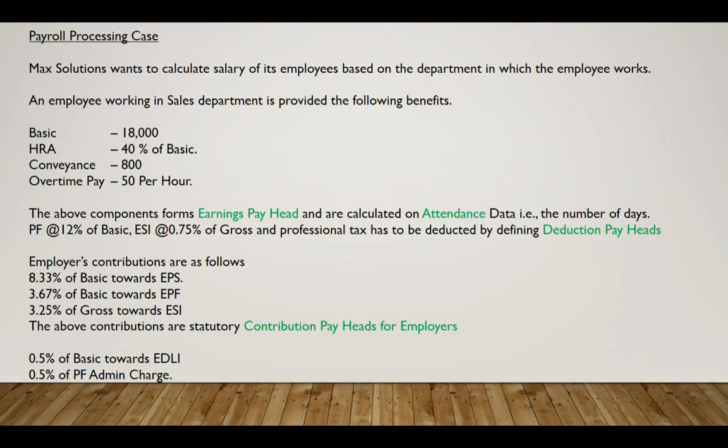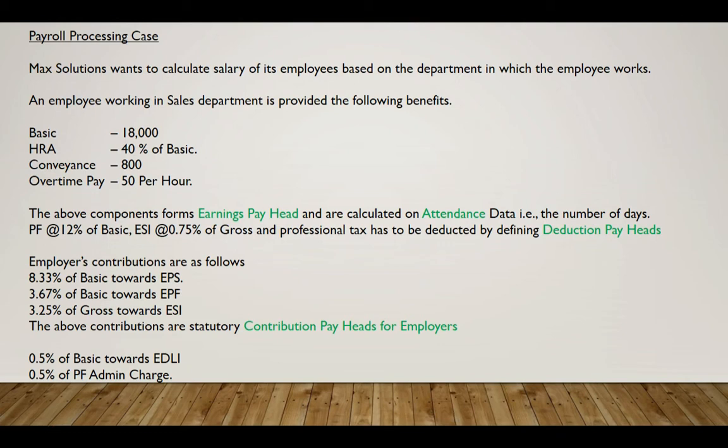For example, for sales department, the basic would be 18,000, HRA at 40% of basic, and so on. And similarly, for another department, let's say marketing, there will be a different pay structure. So here the organization is deciding the pay structure depending upon the department in which the employee works. Since the organization requires salary to be defined based on the departments, we are required to define departments in Tally. So this forms one of the tasks, that is to define departments in Tally.